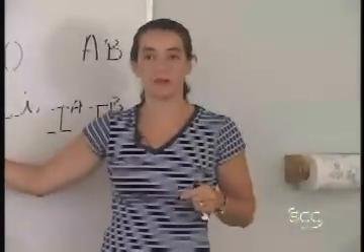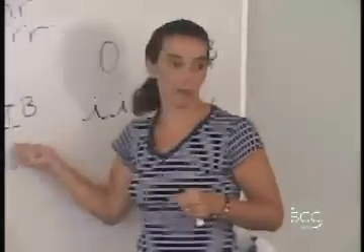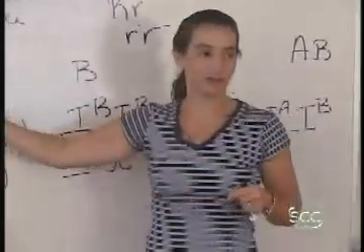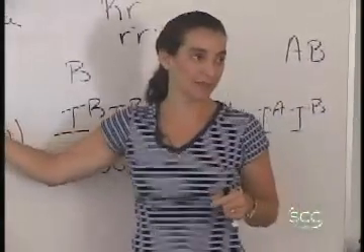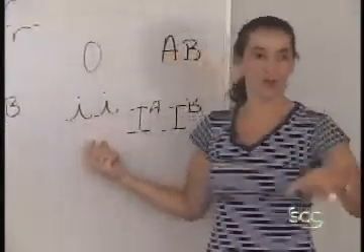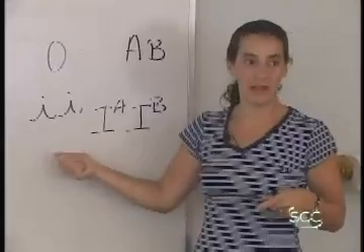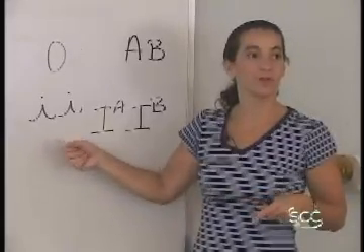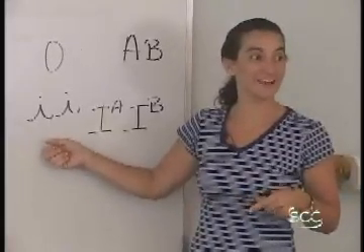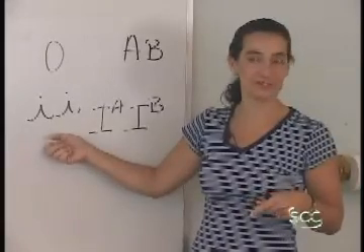Type B blood can only accept type B blood, type O blood. Type A blood can only accept type A or type O. And us lowly O type people, we can only accept type O blood. We could give it to everybody, though, exactly. We are the universal donors.